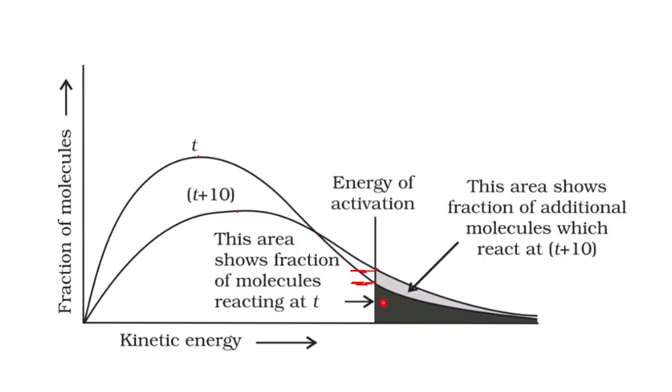So this was the part where fraction of molecules were having kinetic energy EA at T degrees Celsius, and this is the extra part added of fraction of molecules having EA at T plus 10 degrees Celsius, right? So this area shows the fraction of additional molecules which react at T plus 10 degrees Celsius.